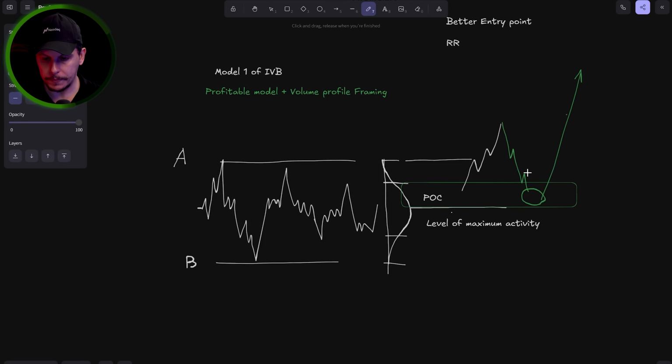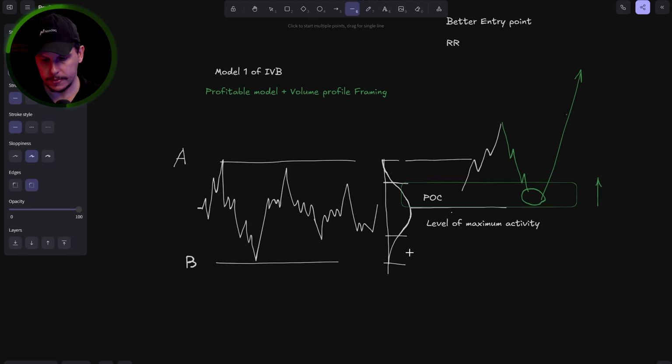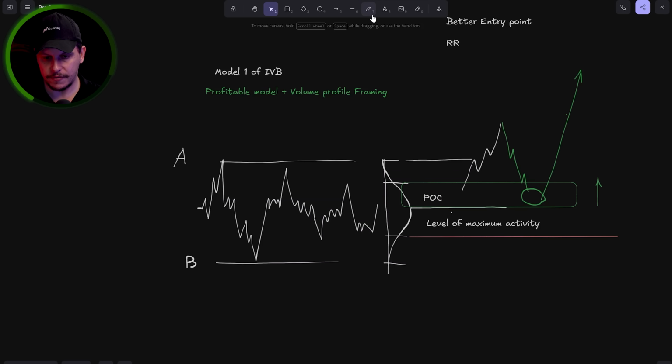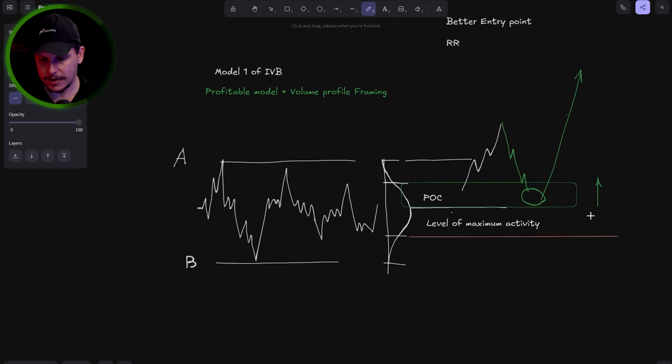Because first of all, you have a more precise entry point, so you can boost your risk to reward. And second of all, you also have a level of invalidation if broken. So you have a value area low that if it gets broken, so the market accepts it, it's an invalidation point. Okay, you don't need to wait till here, you don't need to wait till here, you don't need to wait till here. If we close a candle here, okay, the setup is invalidated.